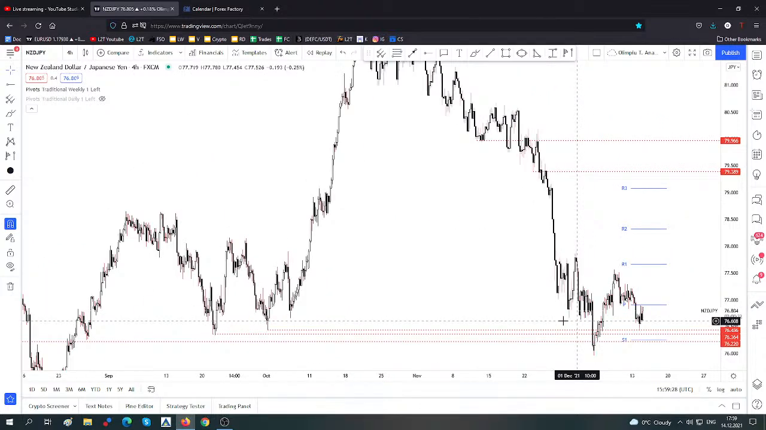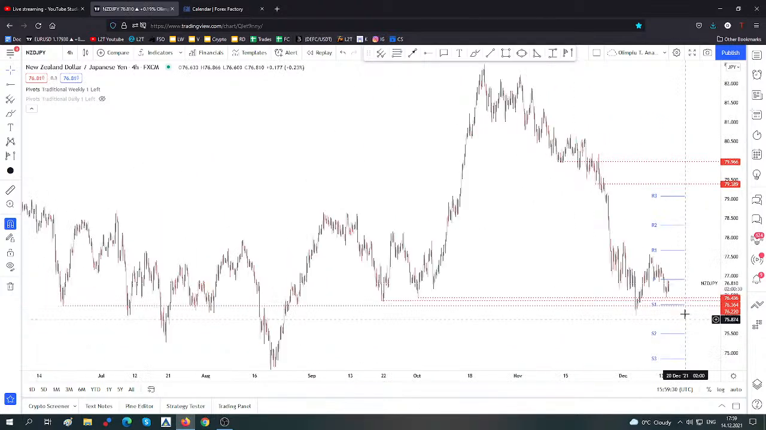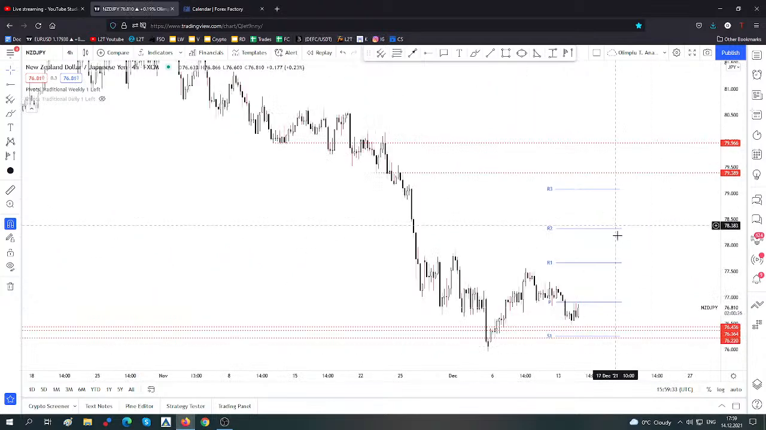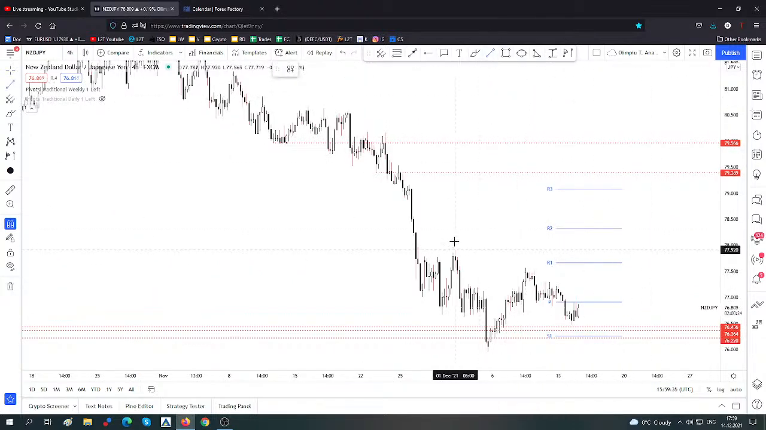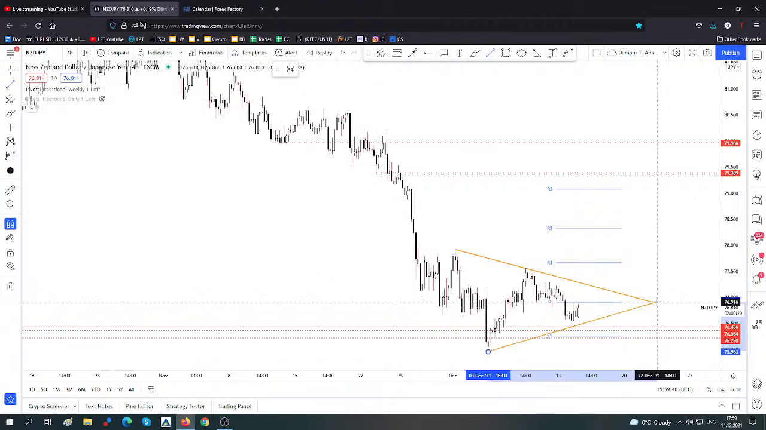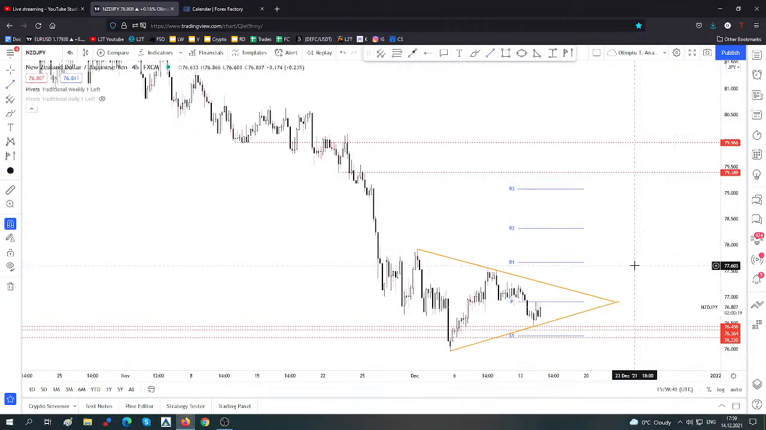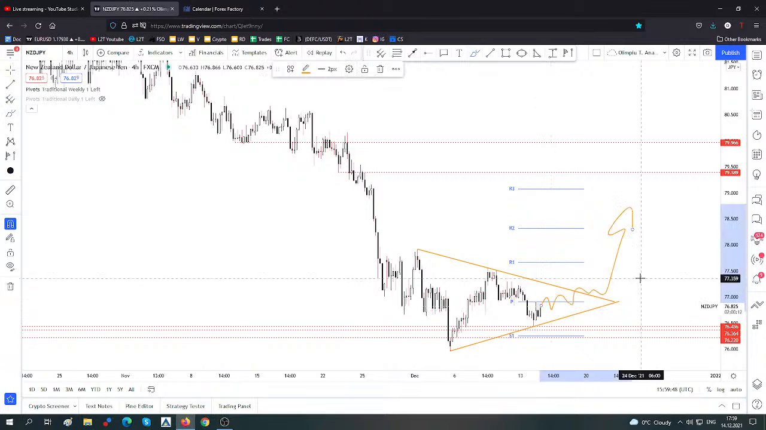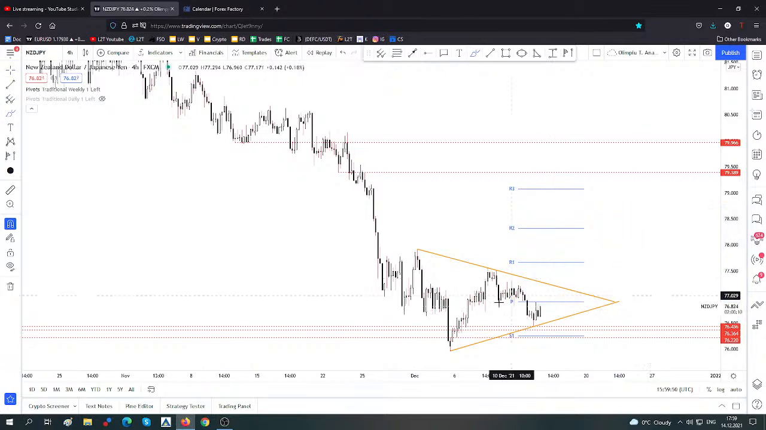New Zealand dollar, Japanese yen, right above a support zone here, a demand area. But here as well, I'll wait for confirmation. Maybe something like a triangle, staying above the immediate uptrend line and moving sideways. A breakout could signal potential growth here.